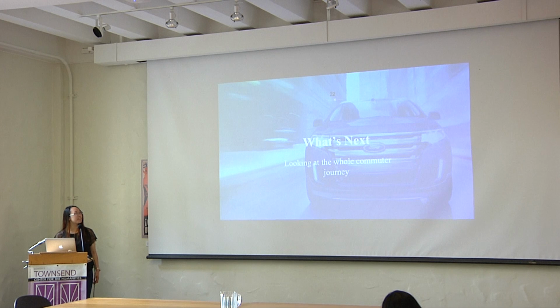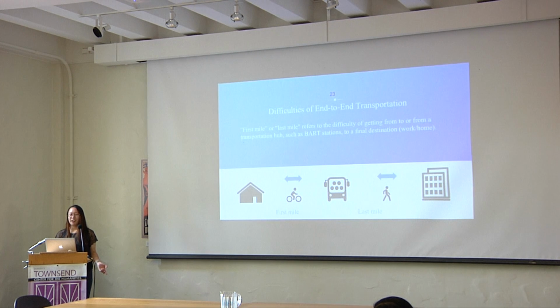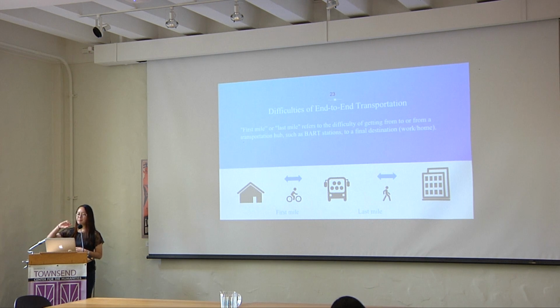After this SmartBART app, the next step would be looking at the end-to-end transportation, so how to get to the BART station and how to get from the BART station to your final destination. This is the first mile or last mile difficulty, which is the difficulty of getting from or to a transportation hub, such as BART stations, to your final destination.